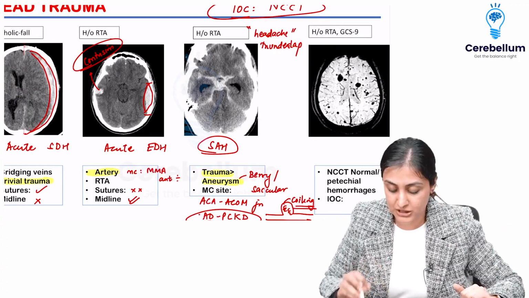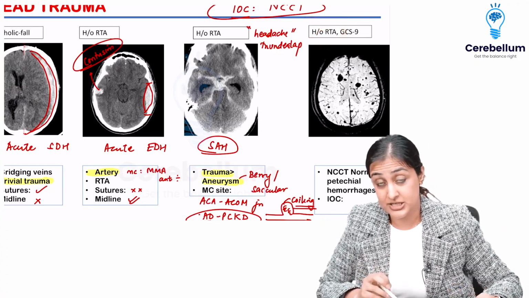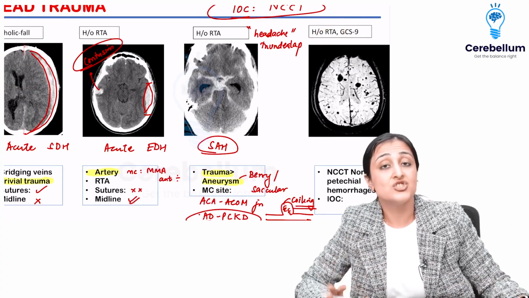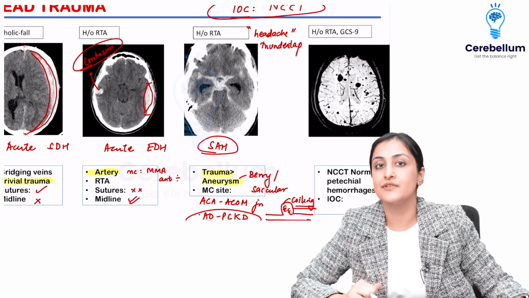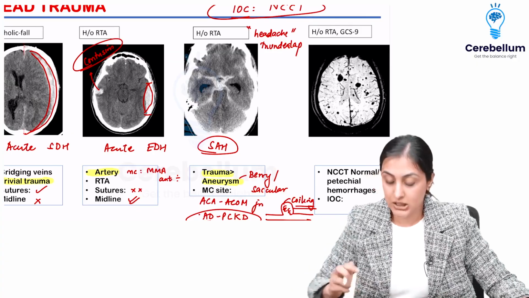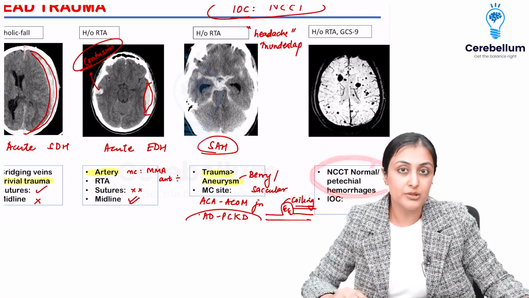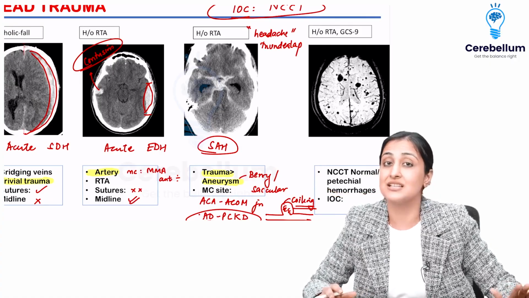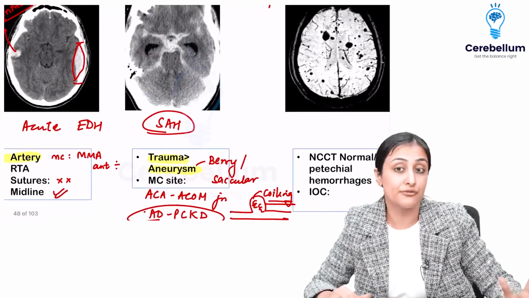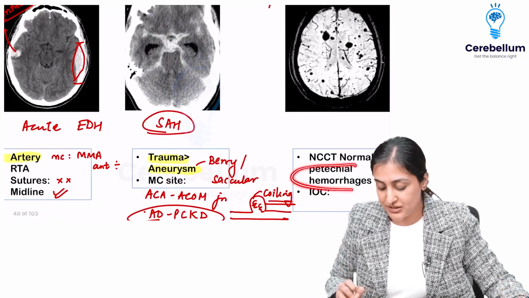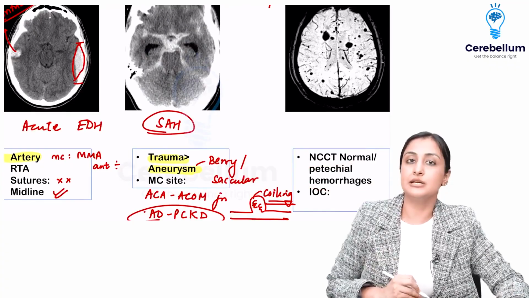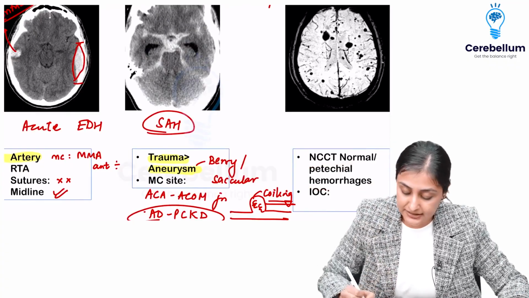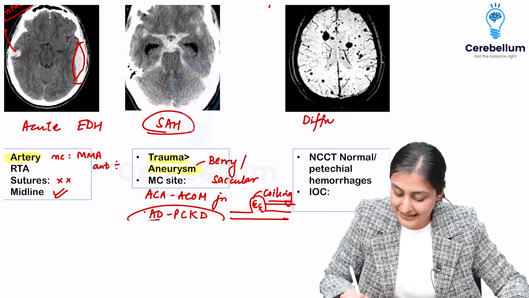If you have a history of road traffic accident, they mention that the patient's GCS is very low. There was a very severe accident that happened, but the NCCT is normal. So they are saying that the NCCT is normal. With such a low GCS and a severe injury, you were expecting a lot of bleeds. Or they mention that there are tiny bleeds, petechial hemorrhages. This is a classic clinical scenario describing DAI.